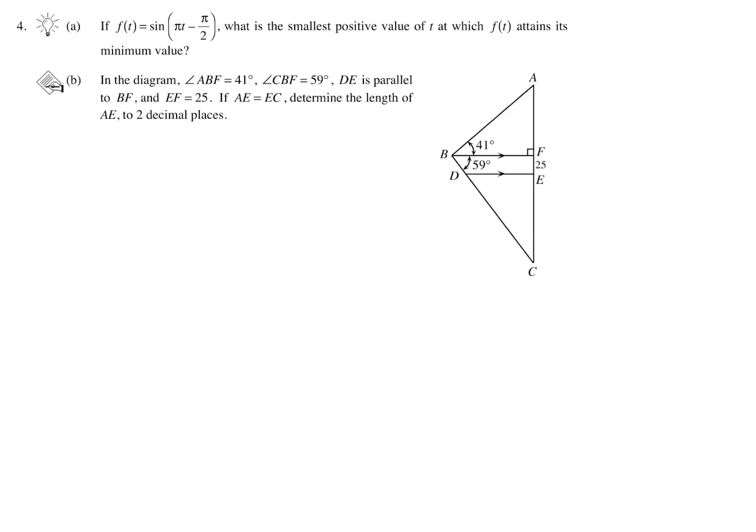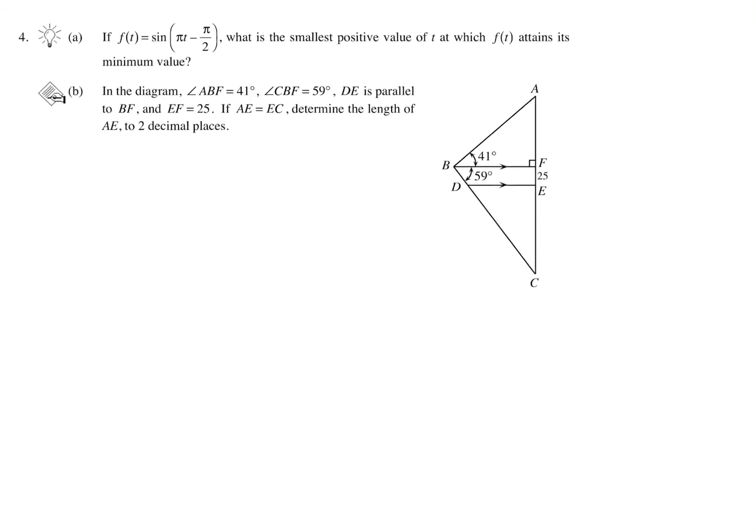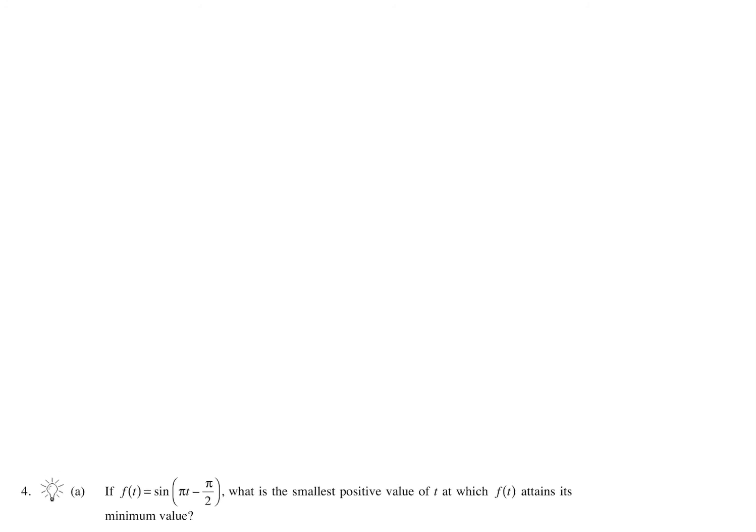If f of t is equal to sine of (pi t minus pi over 2), what is the smallest positive value of t at which f of t attains its minimum value? All right, so we have f of t is equal to sine of (pi t minus pi over 2), like that.